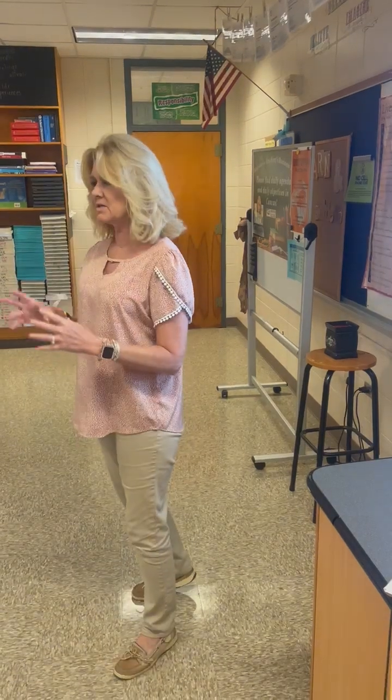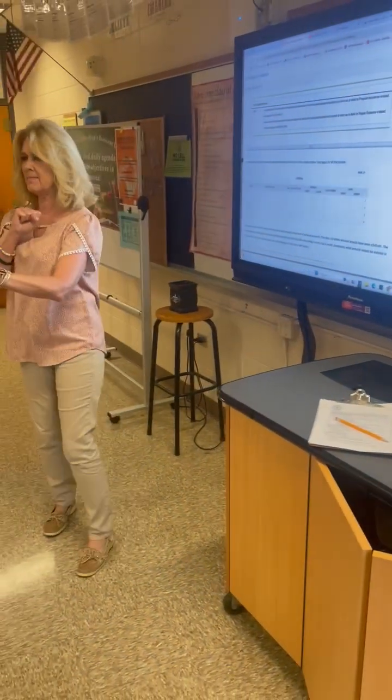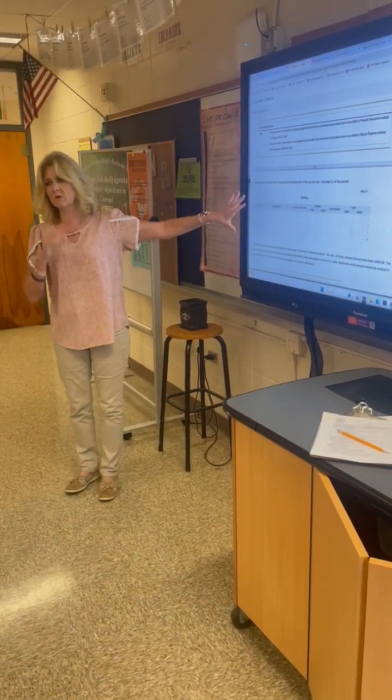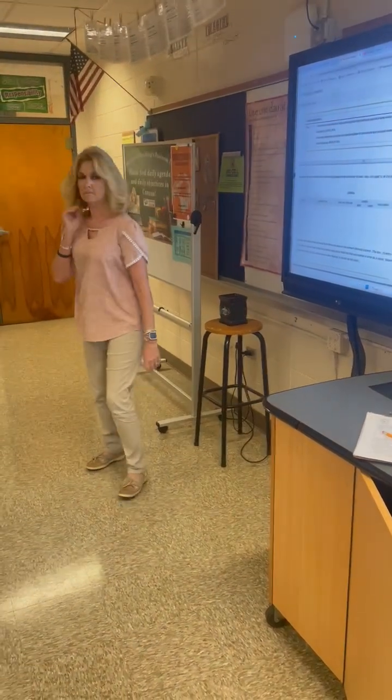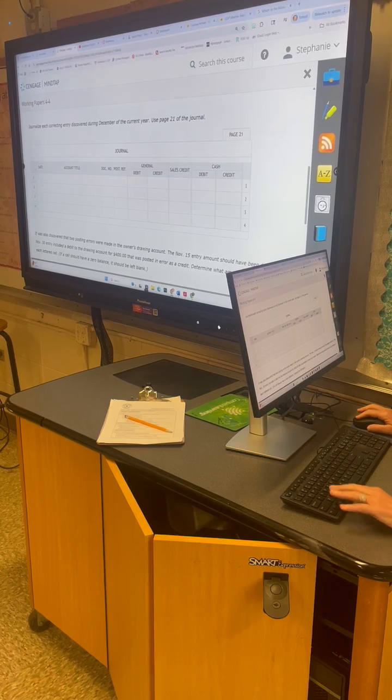So before we even get started, I want you to think about it. It should have gone to supplies, but instead it went to prepaid. And this is our journal. What's the first thing we need to do before we make this correction? Put our date and our document number. Let's put our date. So we're going to do the current year.